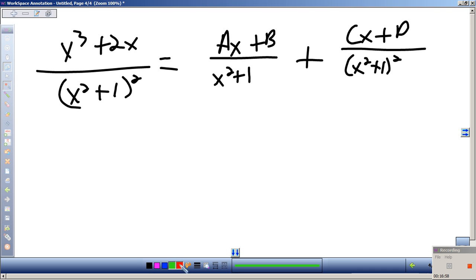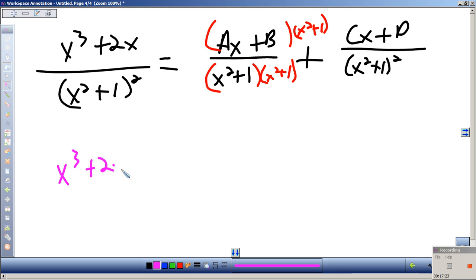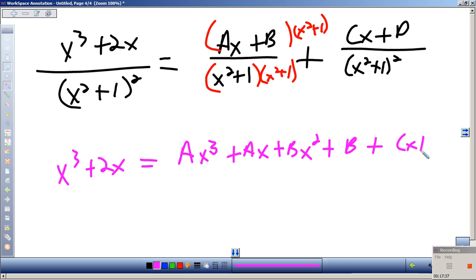Okay, so beyond this we're going to treat it the same way. Get a common denominator. So what do we have to multiply this side by? X squared plus 1 squared. Okay, x squared plus 1, how about? Then have x squared plus 1. So up here, x squared plus 1. What about this one? Nothing, because it already has the term. So I'm going to have x cubed plus 2x equals, let's multiply this out, ax cubed plus ax plus bx squared plus b plus cx plus d.